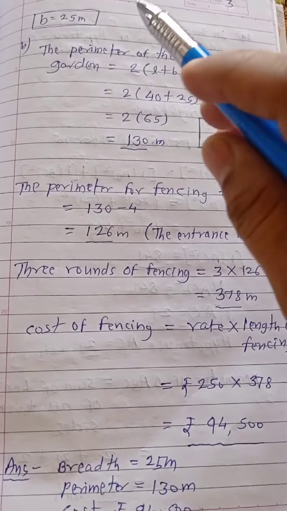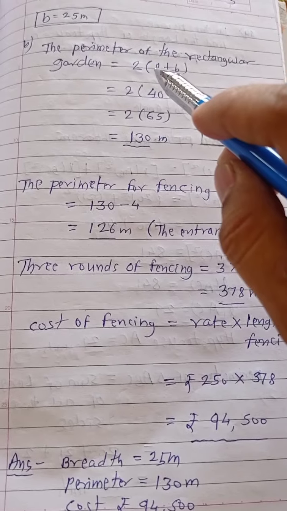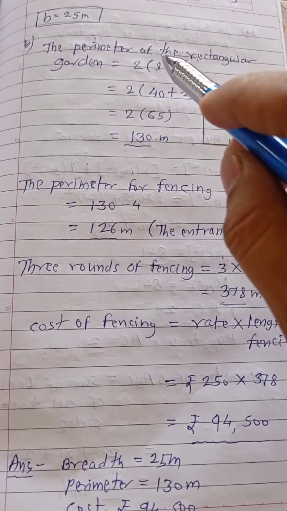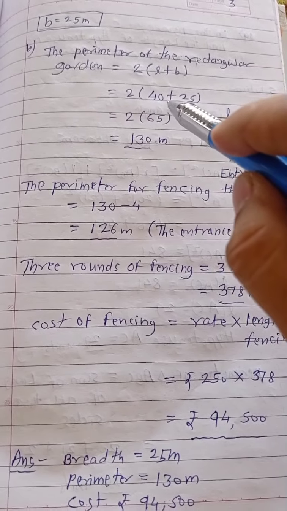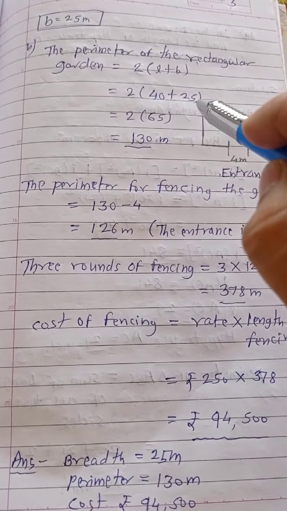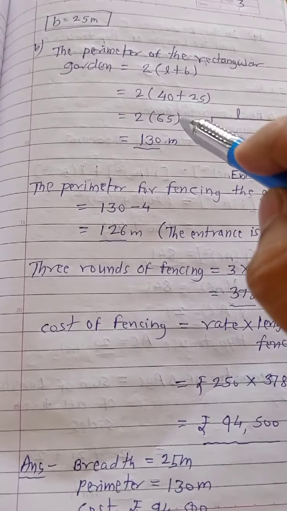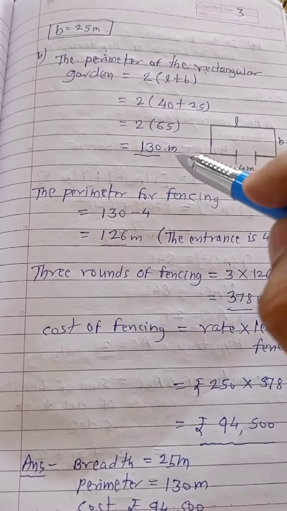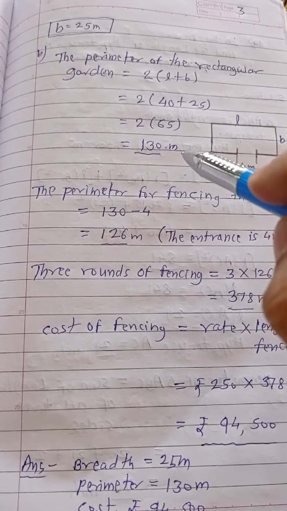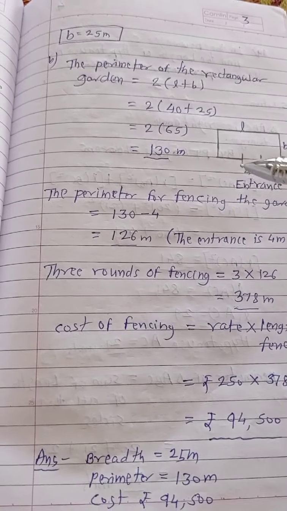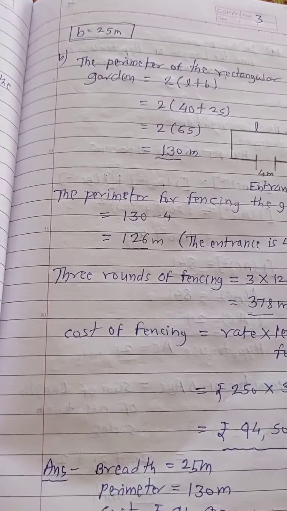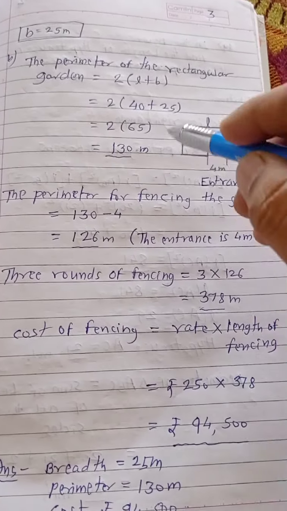You know it, the rectangular garden perimeter, how you can find it, the formula is 2 into (L plus B). That is 2 into bracket L plus B. Here L you know it is 40, B is 25. After doing this calculation, we will get 130 meter as the perimeter of the rectangular garden. Okay, then here they want the garden to be enclosed by 3 rounds of fencing. See here they want to put 3 rounds of fencing.